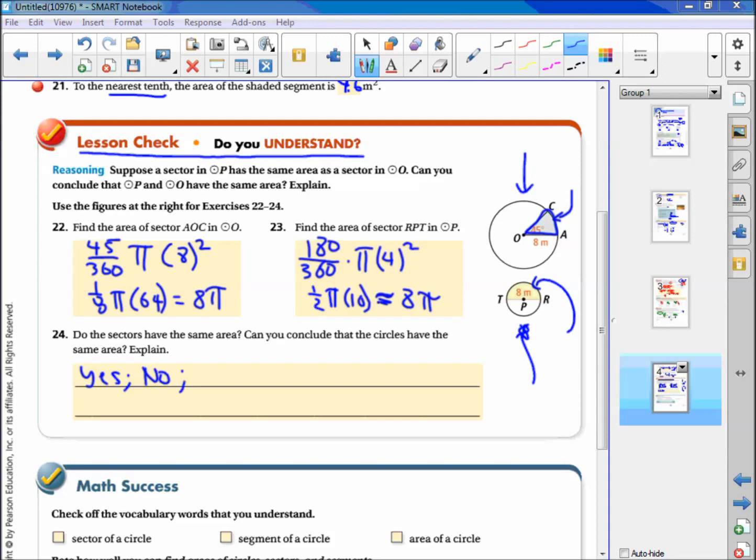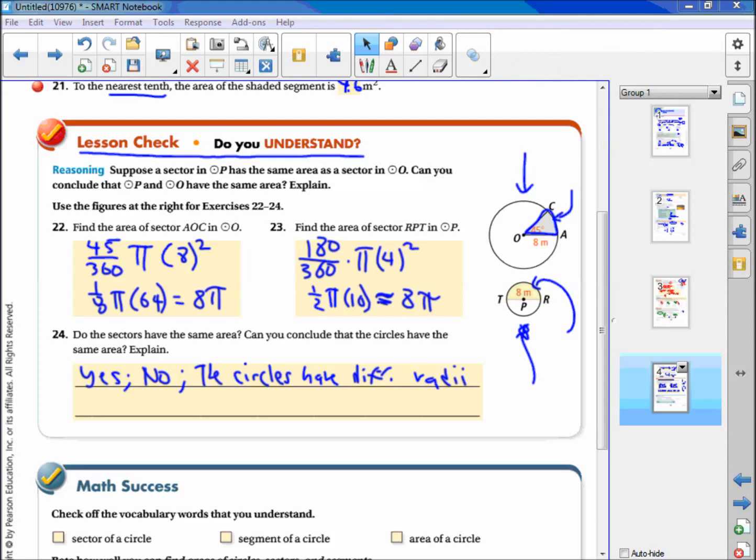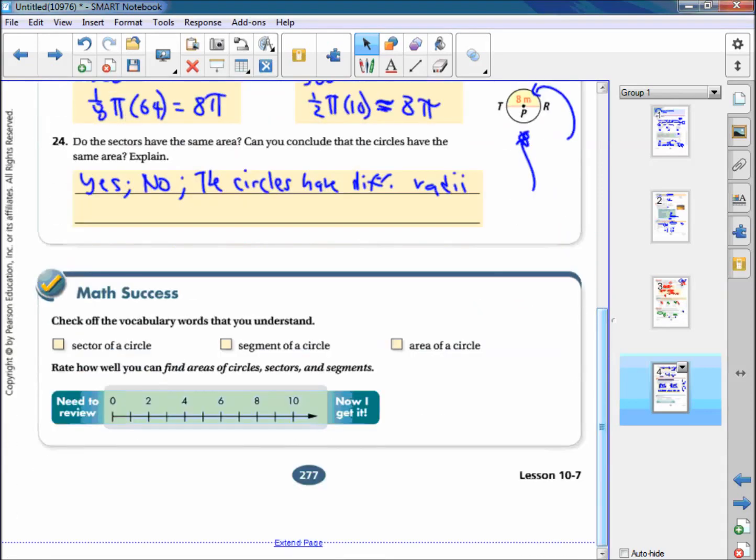This is going to be no, and why not? Okay, the why not is they have different radii. If they have different radii, then they're going to have different areas. So remember, area is found by doing pi times the radius squared. So one will be pi times 8 squared, and the other will be pi times 4 squared, which will definitely give us different areas.